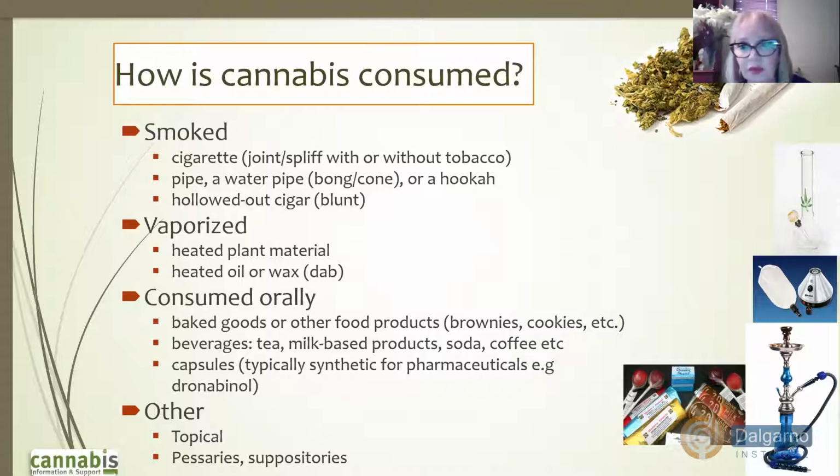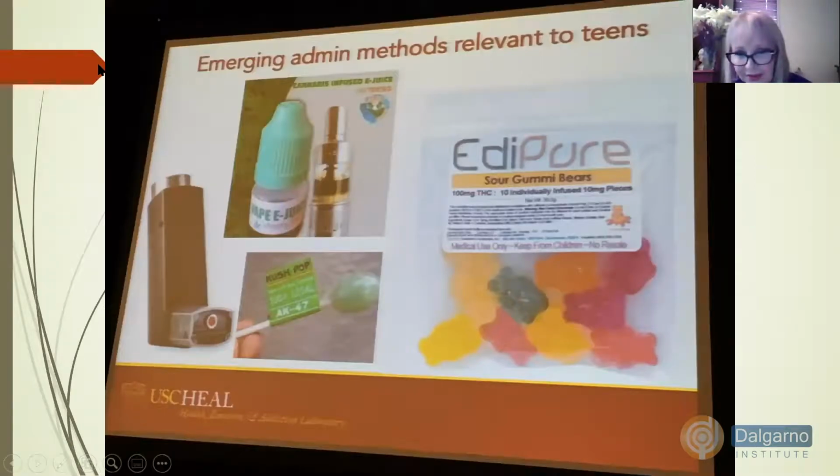Nabilone, for example, which is not available in Australia, is a THC synthetic. And more now, we're seeing topicals in the medicinal markets in the US: the ointments, the creams, and finally the pessaries and suppositories, if you've run out of other places to use your cannabis. Just an example here of the emerging administration methods relevant to adolescent use.